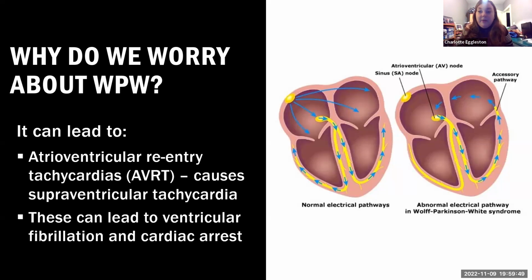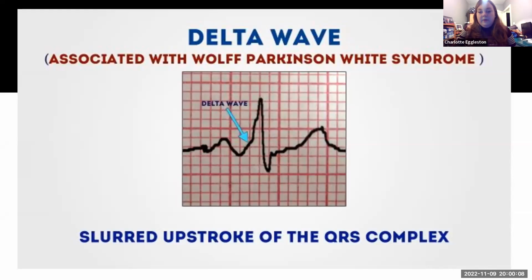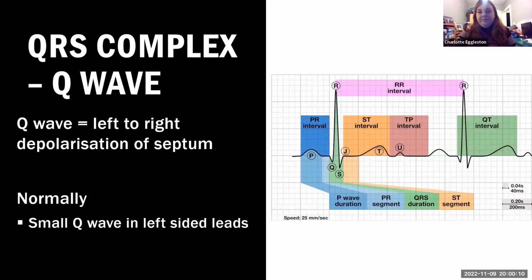And we worry about it because you've not got the control and the pausing at the AV node. You can get re-entry tachycardias. So effectively the electricity just keeps going round and round and round, and that can cause VF or cardiac arrest. And that's an example of the tachycardia. You can still see that delta wave, the upswing, which is shown there as well.